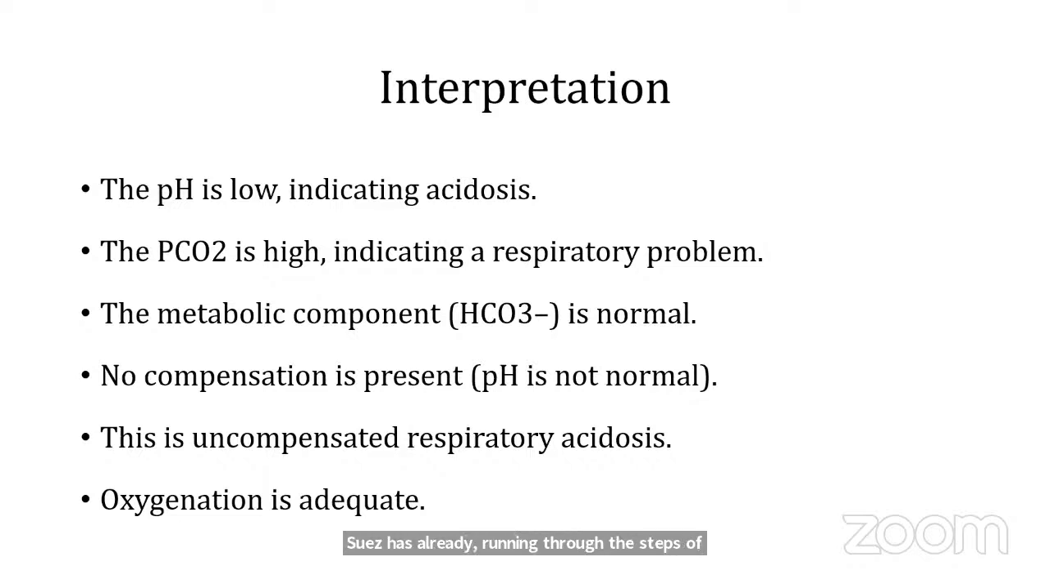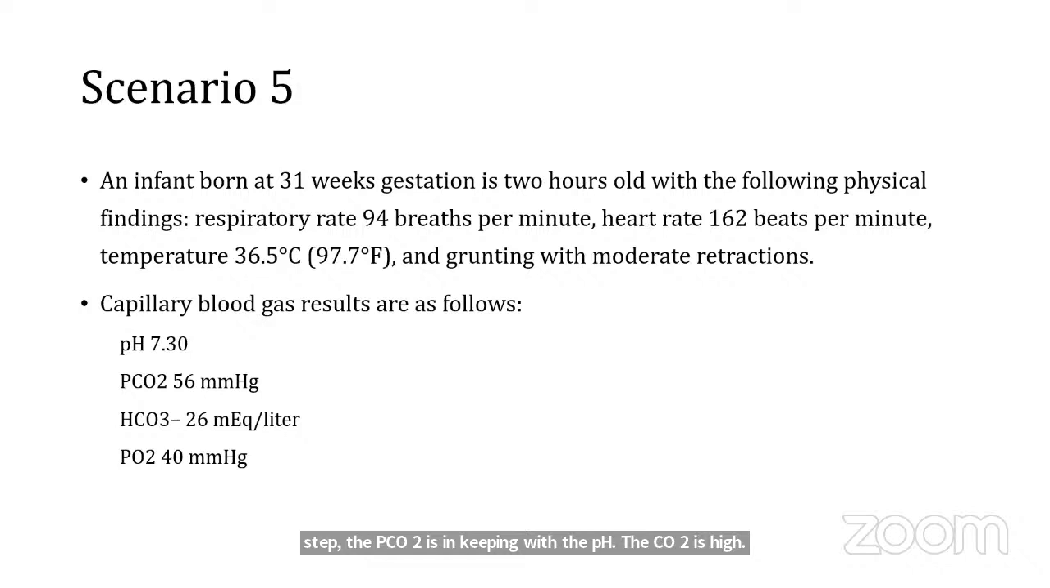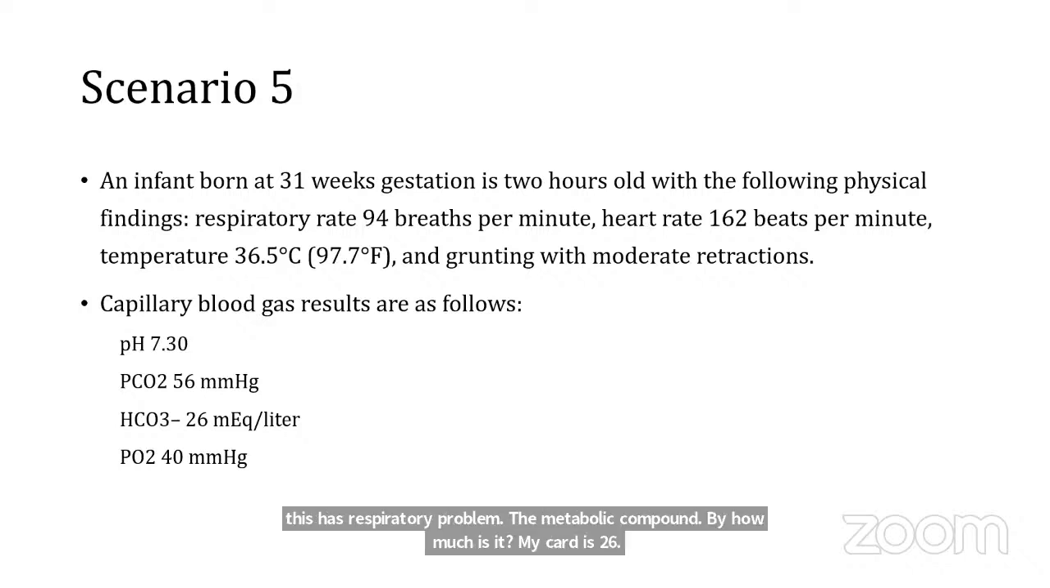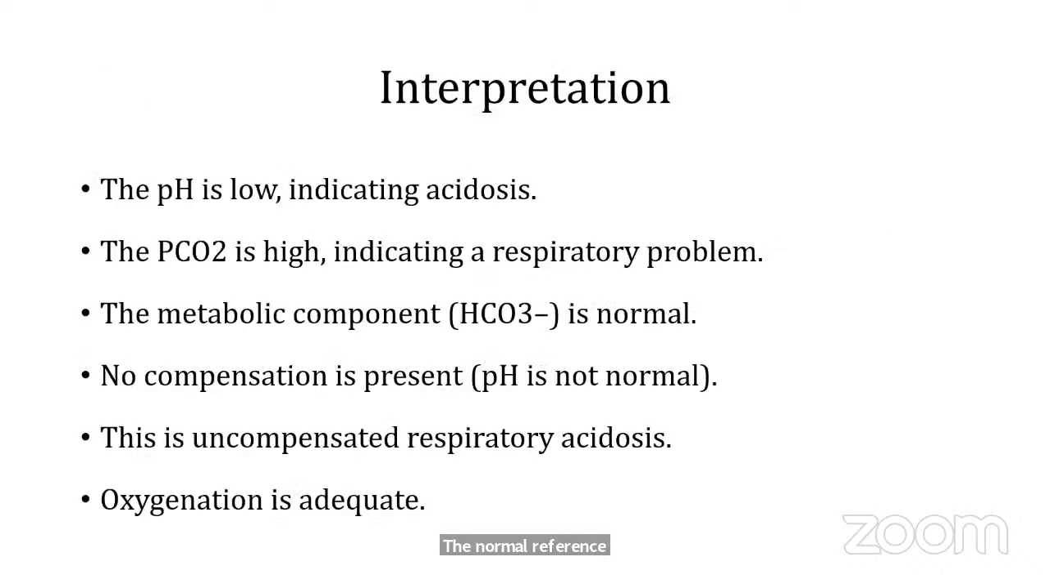The first step, the pH is low, so it indicates an acidosis. Next step, the PCO2 is in keeping with the pH. The PCO2 is high, so it's a respiratory problem. The metabolic component, bicarb. How much is it? Bicarb is 26. The normal reference range of bicarb is 22 to 28. So the bicarb here is normal. So there has not been a compensation.